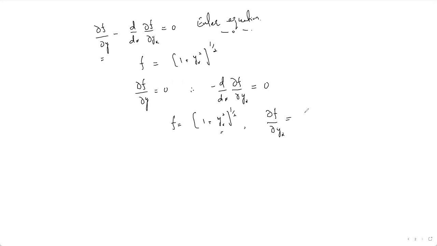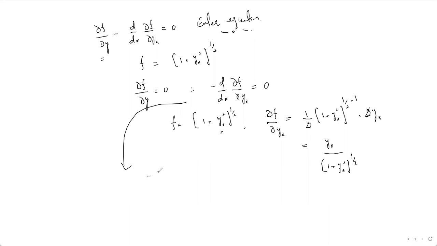So you will write this as 1 by 2 into 1 plus y'(x) square raised to power 1 by 2 minus 1 into the differentiation of y'(x)^2, that is 2 y'(x). Now this 2 and 2 will get cancelled out. This will be raised to power minus 1 by 2. So this will simply be equal to y'(x) divided by 1 plus y'(x) square raised to power 1 by 2. Then the equation becomes minus d by dx of y'(x) divided by 1 plus y'(x) square raised to power 1 by 2 equal to 0.